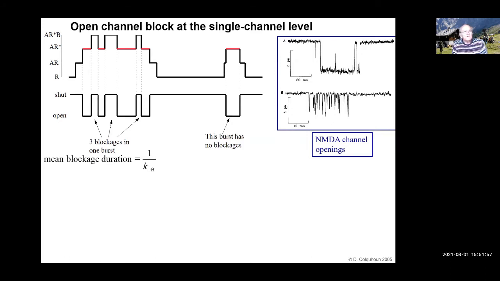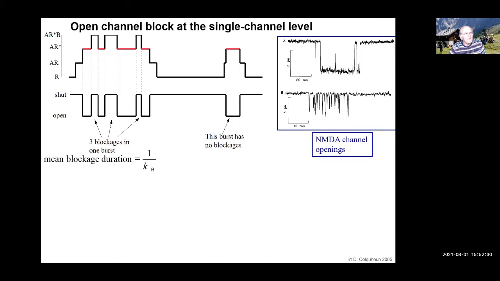Okay, now let's think about open channel block again in terms of what's going on at a single channel. We're thinking in terms of the mechanism that I put up earlier, in which you have Del Castillo-Katz mechanism followed by a single selective blockage of the open state. So the mechanism is sort of in a straight line.